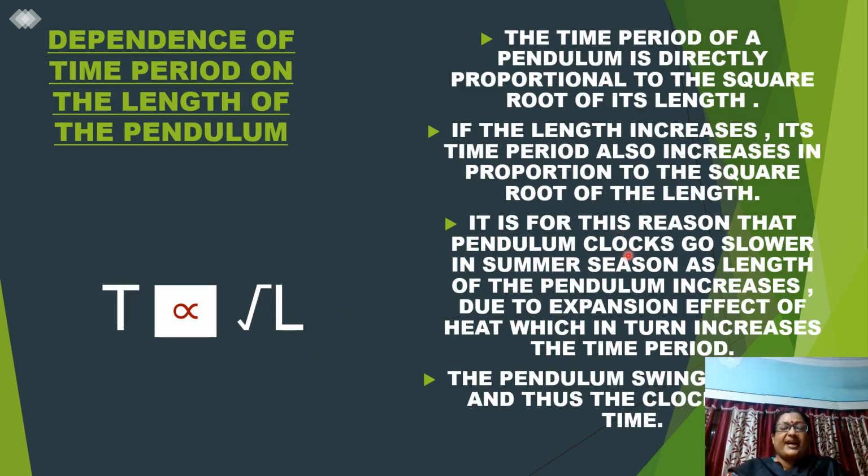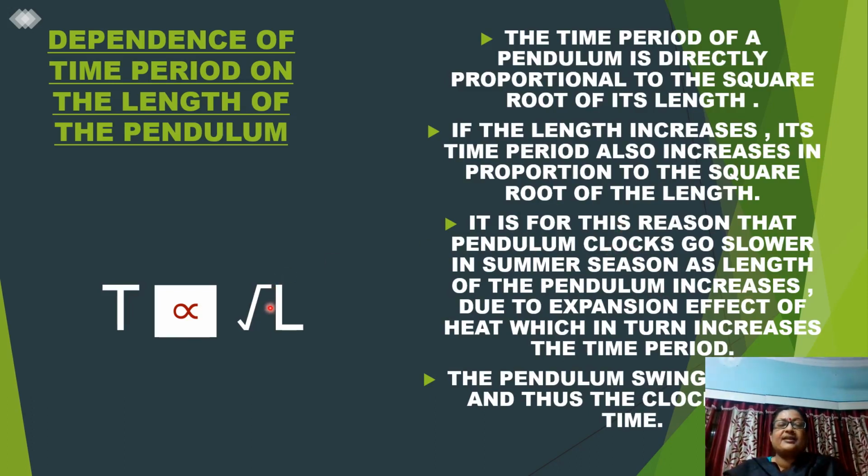Now, you might find this a very peculiar explanation, but let's read this. It is for this reason that pendulum clocks go slower in the summer season, as the length of the pendulum increases due to the expansion effect of the heat, which in turn increases the time period. Now, did you know this particular fact? As I said, it was a peculiar one for you.